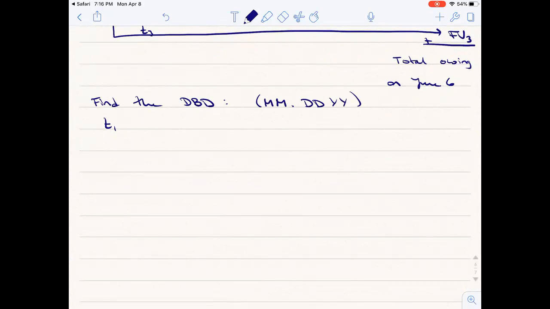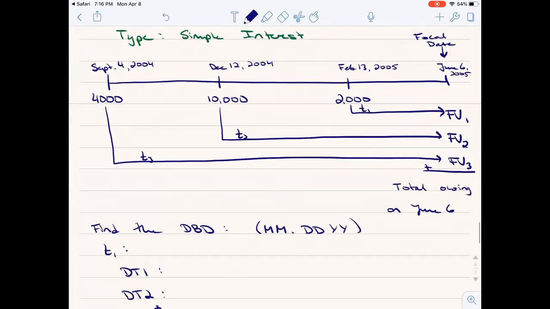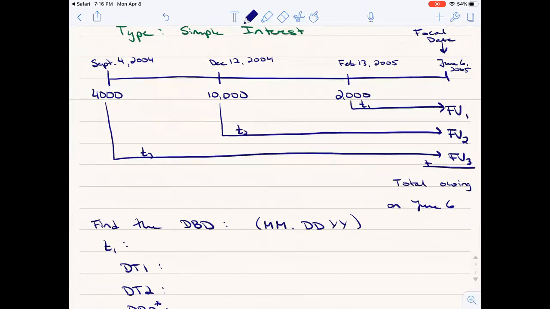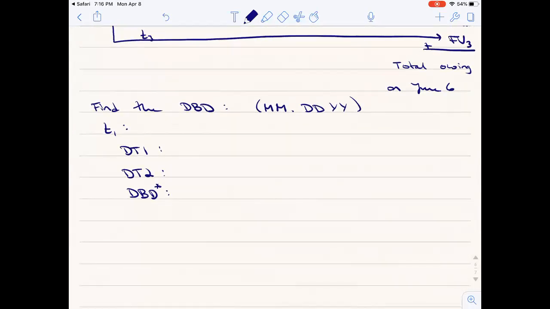So for T1, I need date 1, I need date 2, and I'm trying to find the days between dates. And just as we've been doing, for the one that I'm trying to solve for, I'll put a little star next to it, just to indicate that that's the one that I'm calculating. And date 2 for all of these is going to be June 6th, 2005. And so date 2 is going to be 06, 06, 05.